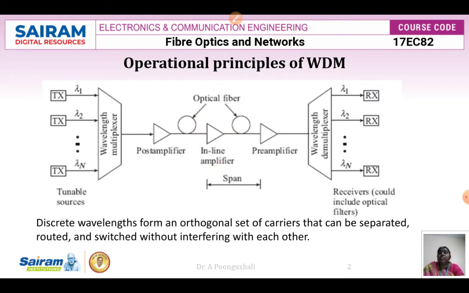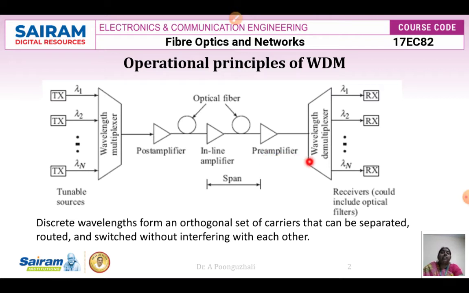Here, in the wavelength multiplexer, we are going to have tunable sources, which are going to transmit at different wavelengths. We are going to use a number of optical sources, where each optical source is going to produce a wavelength. All these different wavelengths are going to be multiplexed and then sent through the fiber. After a certain distance you are going to have a post amplifier and then an inline amplifier, and at the receiver side you are going to have a pre-amplifier.